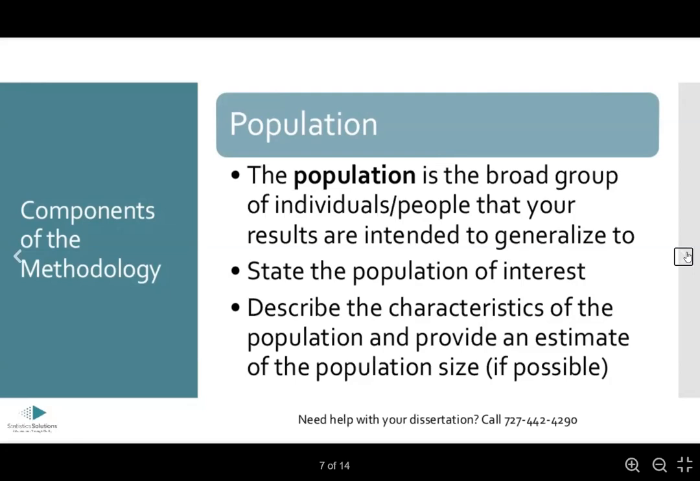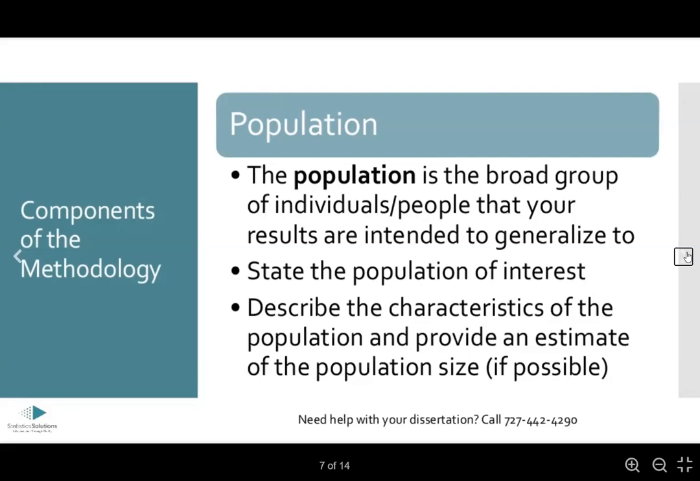So really just identifying what that larger population is and then who the sample is. Here you'll want to make sure to identify both. Once you state the population of interest, you will want to describe the characteristics of that population.